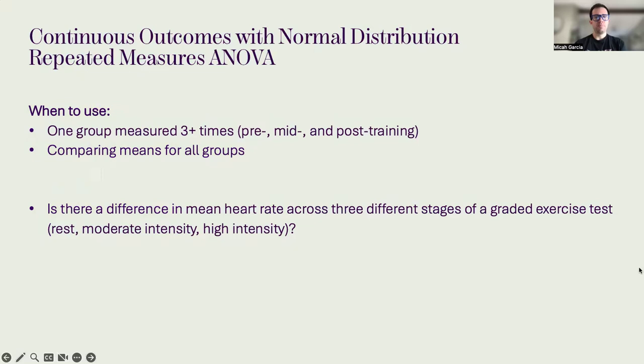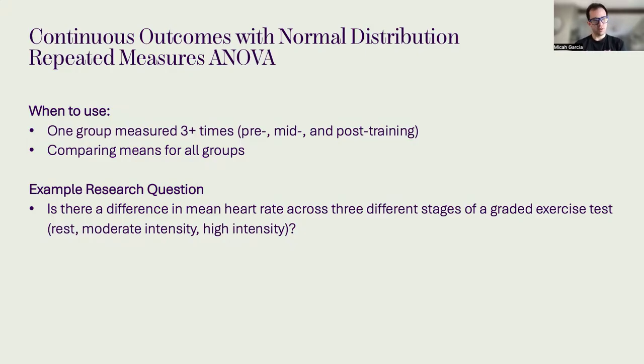Next, we have a repeated measures ANOVA, and this is used when we have one group, but they're going to be measured at 3 different time points or under 3 different conditions. And so it could be a pre, mid, or post-training collection. And what you do is you compare the mean for all those group collections amongst themselves. So the example research question could be, is there a difference in mean heart rate across 3 different stages of a graded exercise test? Rest, moderate intensity, and high intensity.